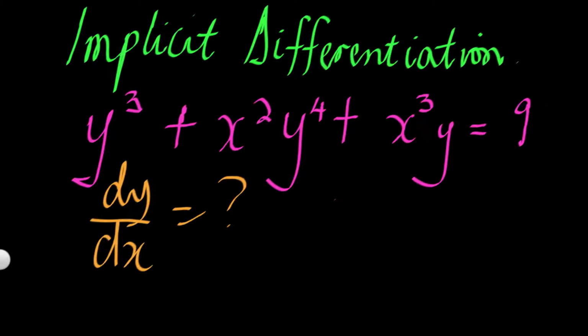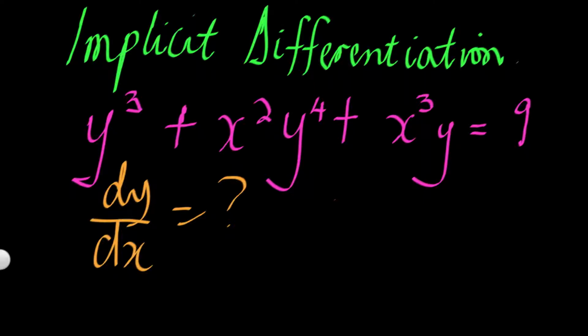In this case, we cannot make y subject of the formula, or it is quite complicated or tedious to make y subject of the formula. We have to use implicit differentiation. So this is the hint. When you are required to find dy dx and you cannot make y subject of the formula, then you have to use implicit differentiation. The word implicit is the opposite of explicit.